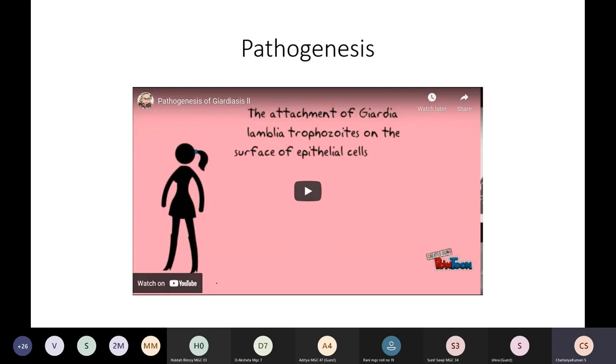Are you able to hear, students? Write down now. Keep the heading as pathogenesis. Trophozoites attached to enterocytes of duodenum with sucker disc, mediated by mannose binding lectin.